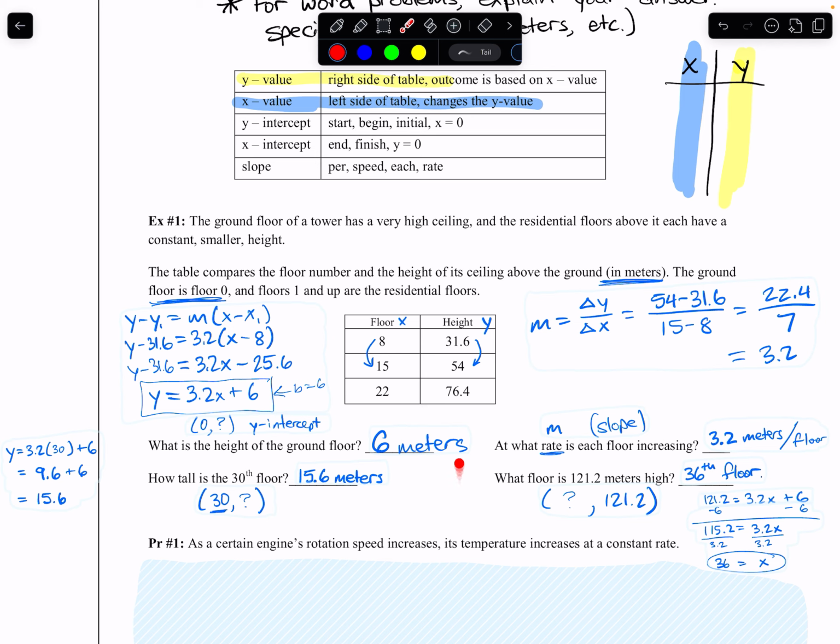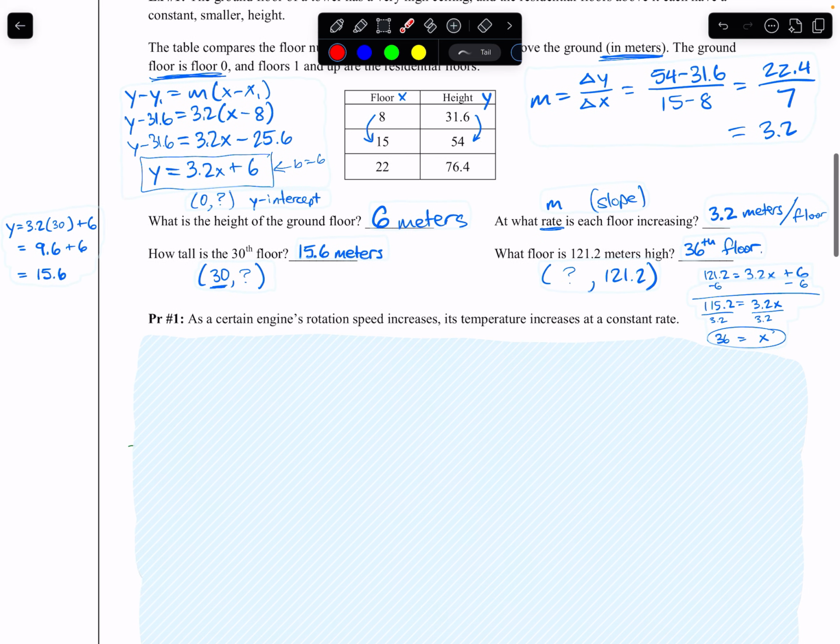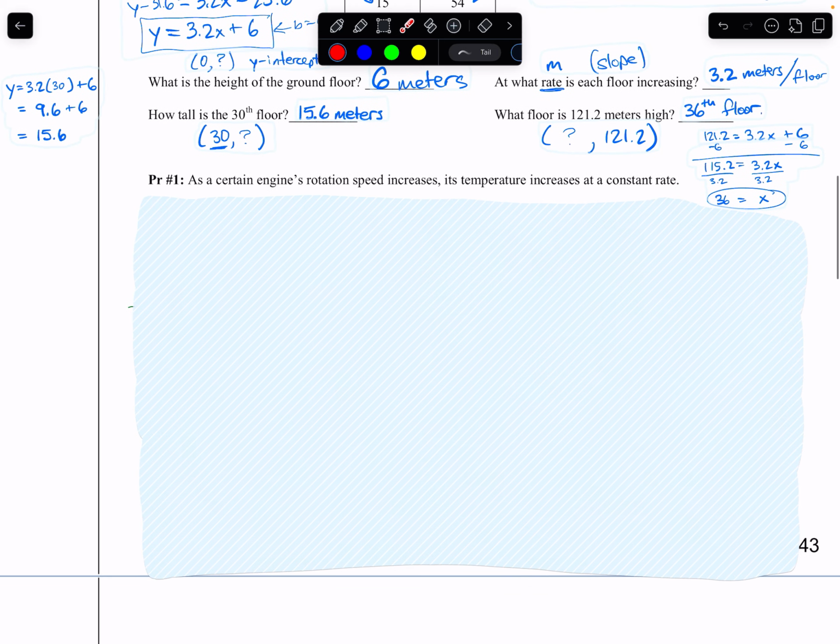Okay, so I want you to try problem 1 about an engine, its rotation speed, and its temperature. Remember to think about what each question means for practice problem 1, and then come back and check your work.